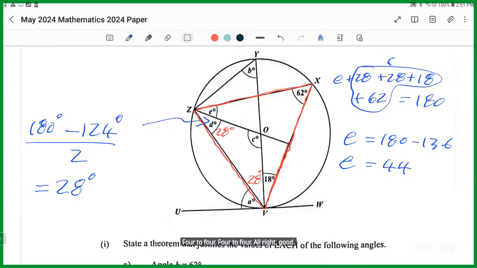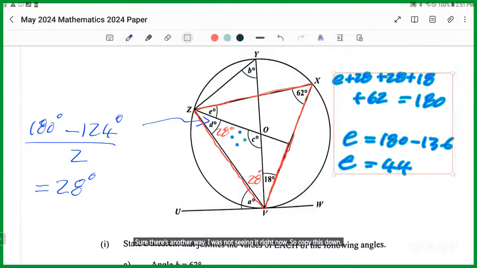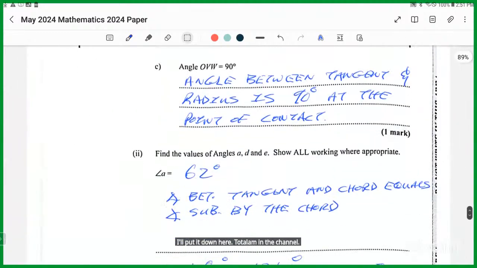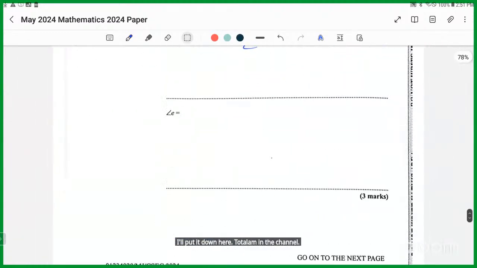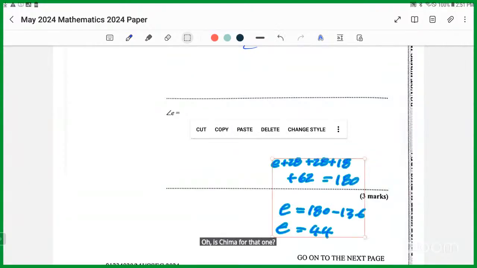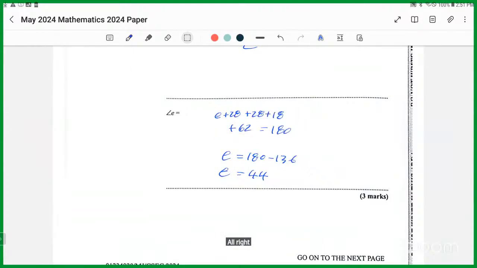I was looking for another, shorter way, but let's see. I'm going to work with that. Sure, there's another way, I'm just not seeing it right now. So copy this down and put it down here: total angle in the triangle. It's 3 marks for that one, each of them is 1 mark. E equals 44, and angle E, so put the degree on it.